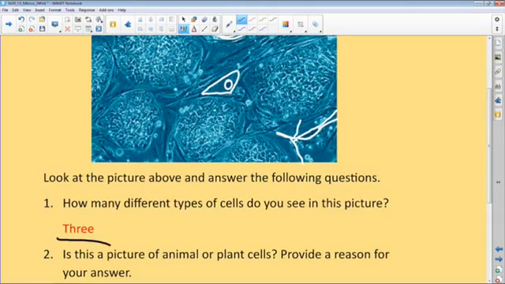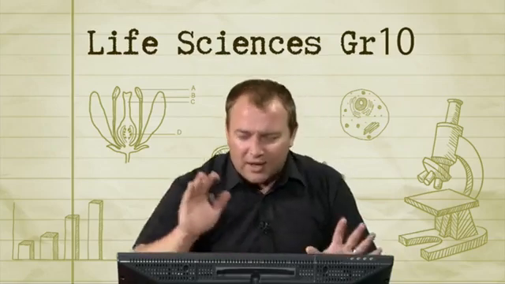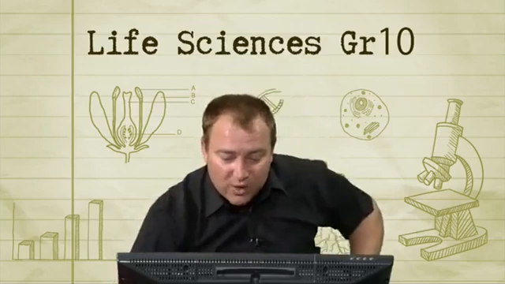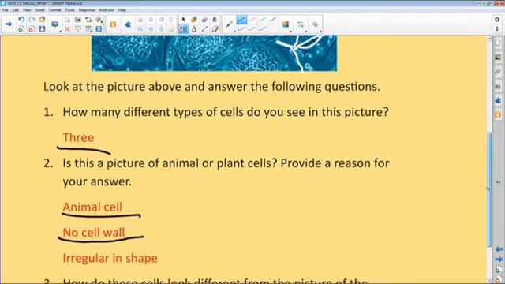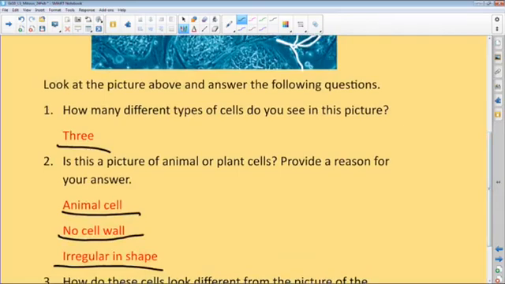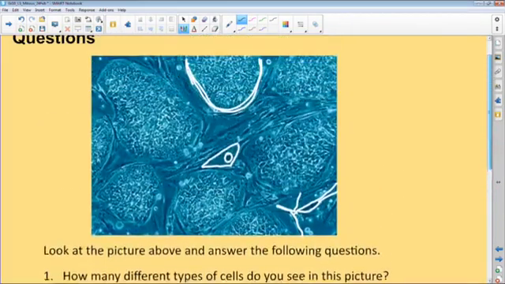And it's because you need to look. The big ones are the ones that you thought, okay, I see 1, 2, 3, 4, 5. You saw 5 of them. You got to look at the different ones. Okay. Is this picture an animal or a plant? It is an animal cell and it's got no cell walls, which means it is irregular in shape. These things are easy. Have a look, guys. Very easy.